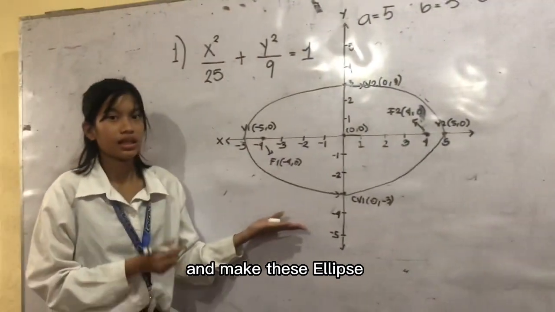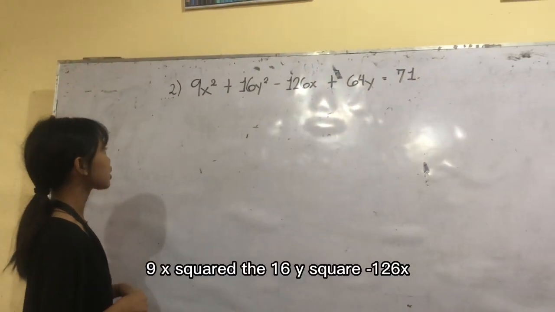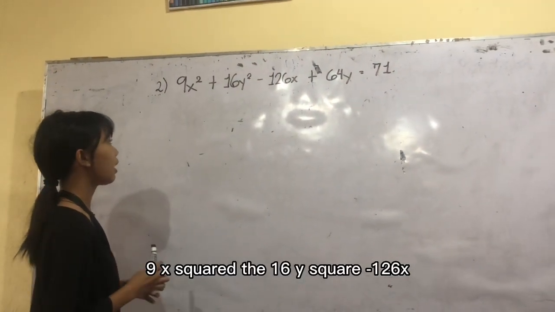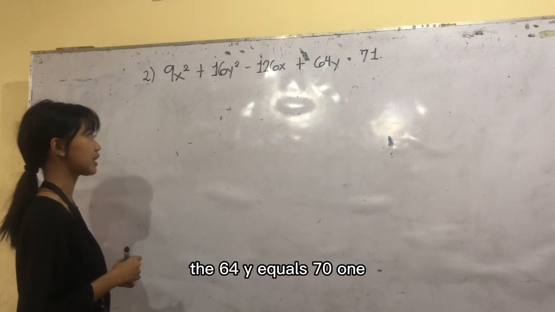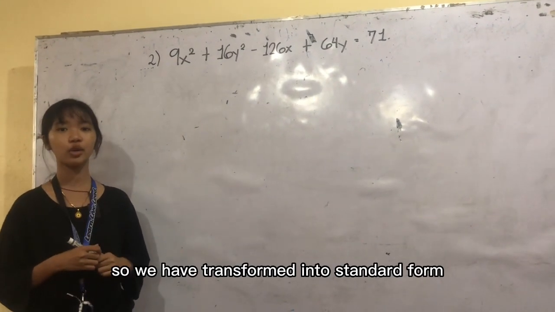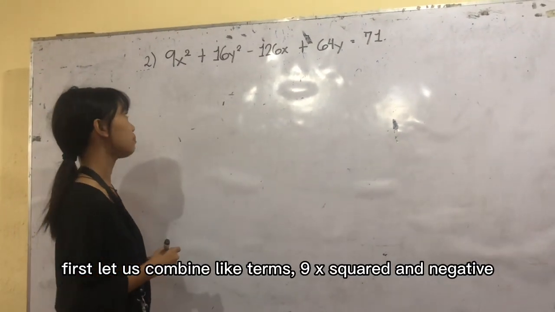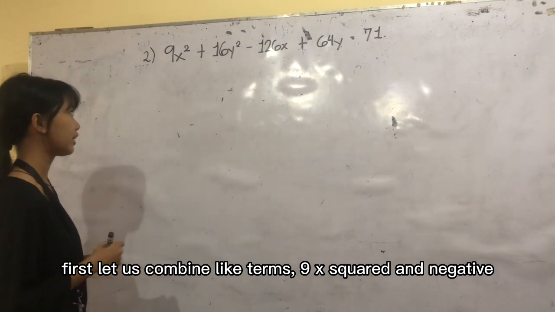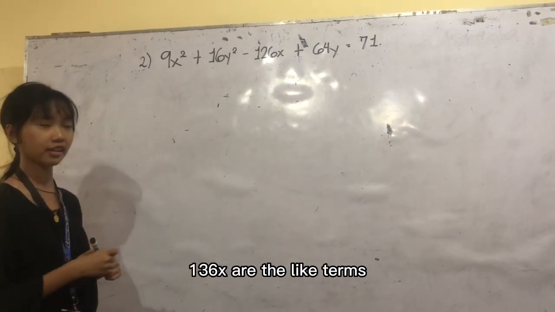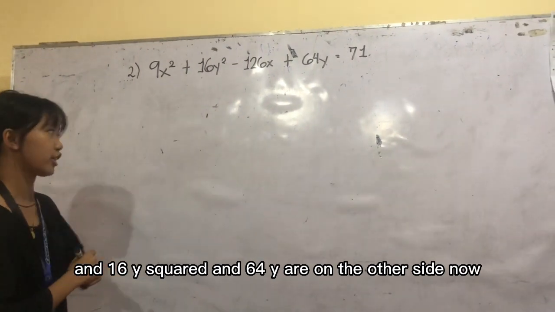And make this ellipse. Example number 2: 9x squared plus 16y squared minus 126x plus 64y equals 71. This problem is in general form, so we have to transform it into standard form. First, let us combine like terms. 9x squared and negative 126x are the like terms, and 16y squared and 64y are on the other side.